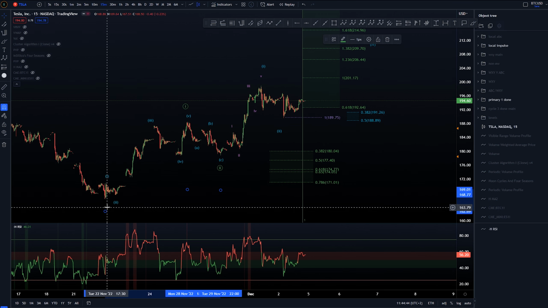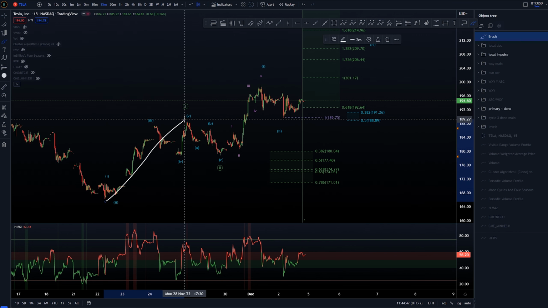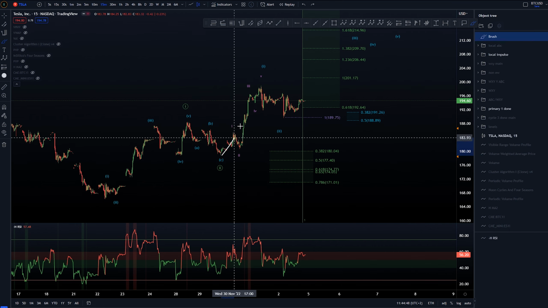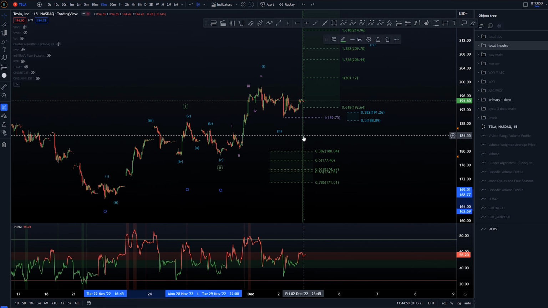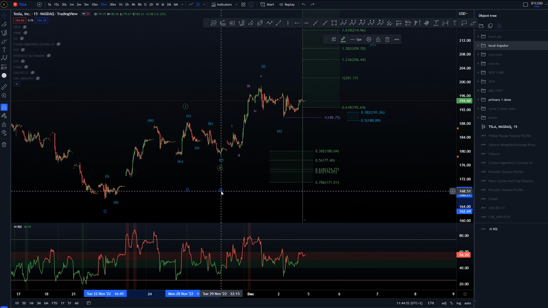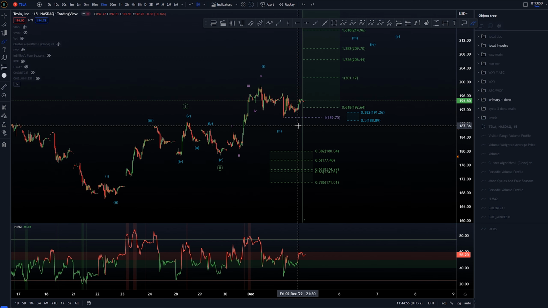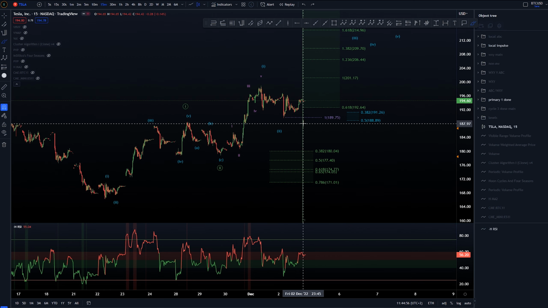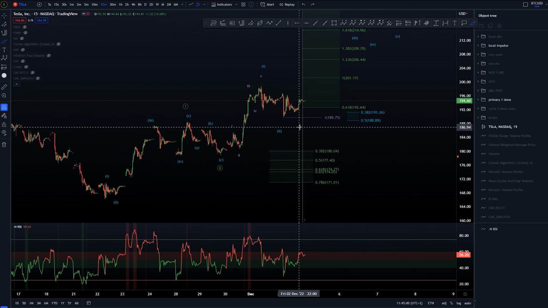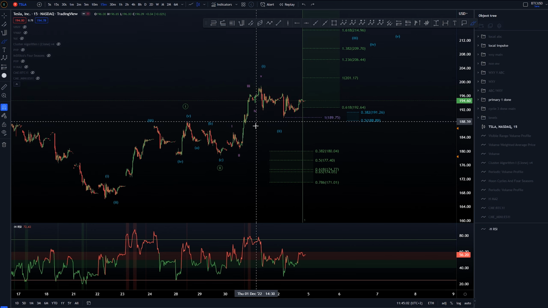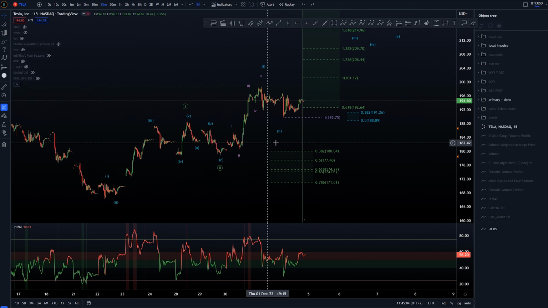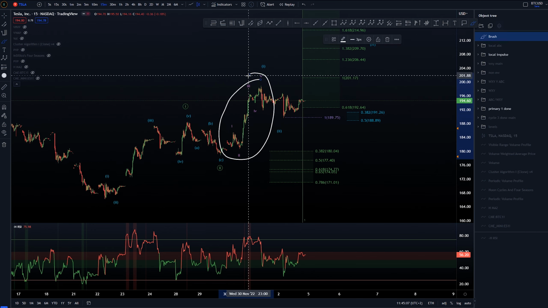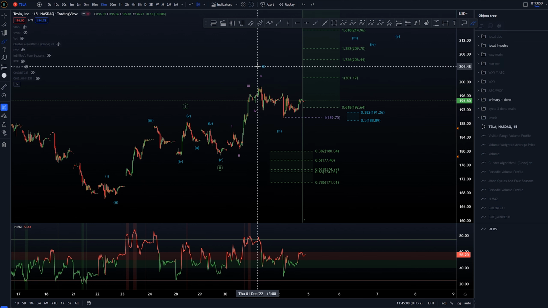Now, if we compare the wave 1 length into this structure here as well, we can see that it is clearly smaller. The 1-to-1 in time would be all the way down here at Friday, and it actually finished Thursday. So there is definitely a lot of time here that we didn't use, and that is another reason why I do like this as a 1.